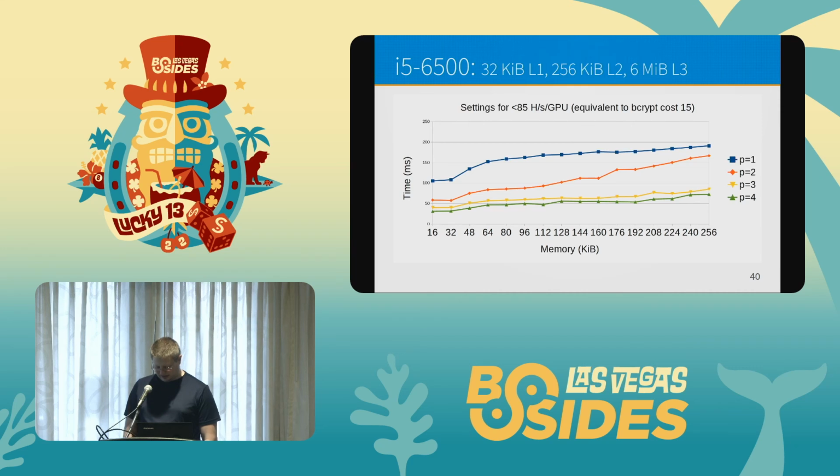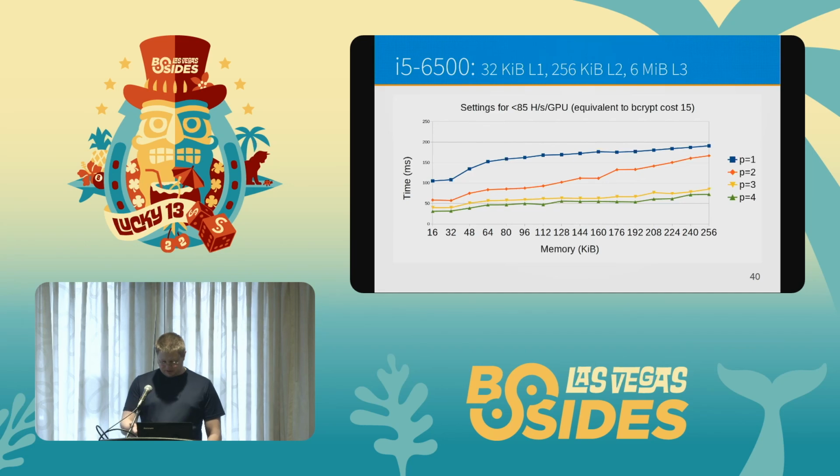As you can see, it doesn't really help too much going with a 4th thread, even though it's a quad core. But you can get under 100 milliseconds on this CPU, which is like 7 years old, so it's not even that new. So it's definitely good, because usually your maximum time to do a password hashing algorithm is 100 milliseconds. You don't really want to go much higher than that.